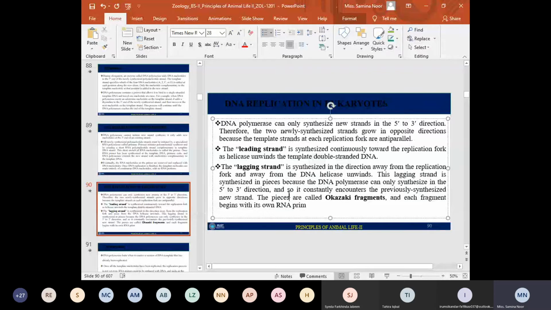And the length of the RNA primer is about 10 nucleotides long in case of the eukaryotes. So what happens in the elongation phase? For the elongation phase, the DNA polymerase is responsible for the elongation of the DNA chain, or the synthesis of the new DNA strand.